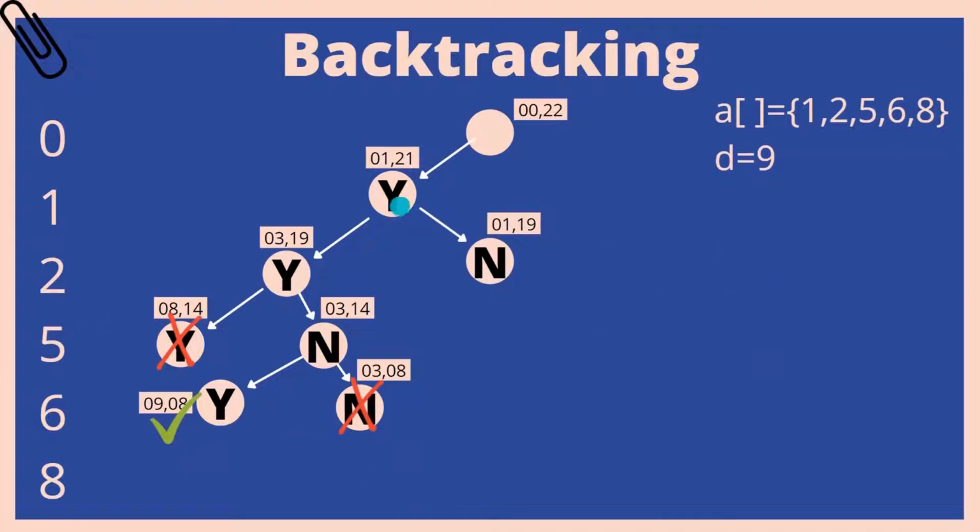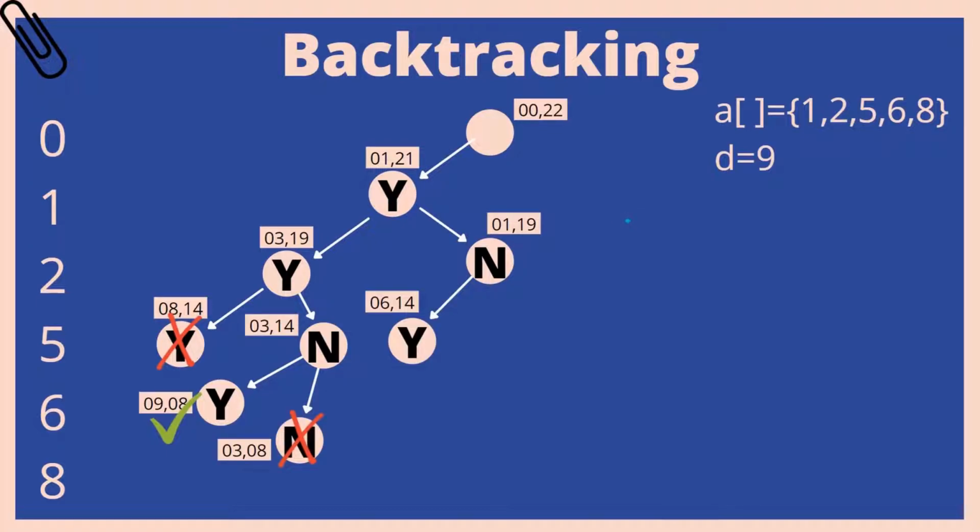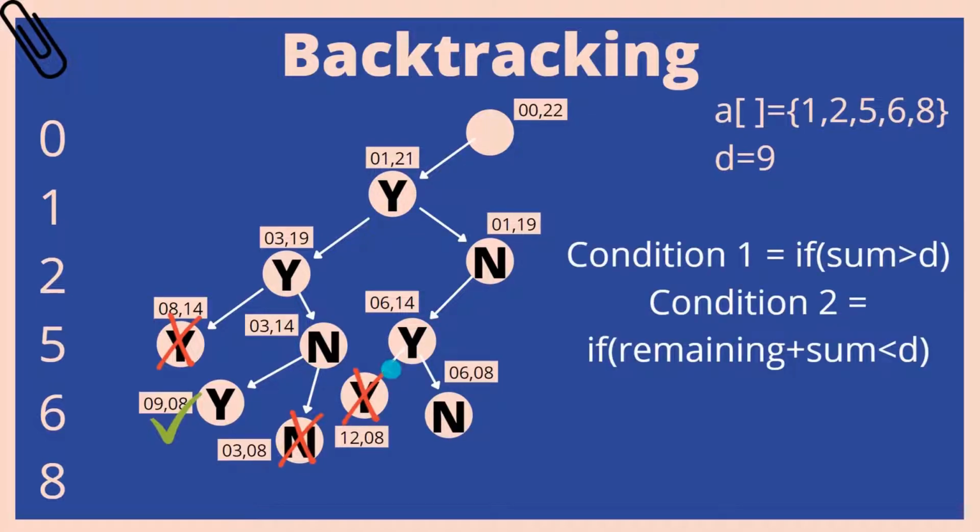So our other option for 2 is that we don't include 2. Then coming back, if we include 5, this is our sum 6 and 14 is our remaining. If we include 6 again, then our sum is 12, which is greater than 9, so we won't include that. And if we don't include 6, then our sum is 6 and remaining is 8.